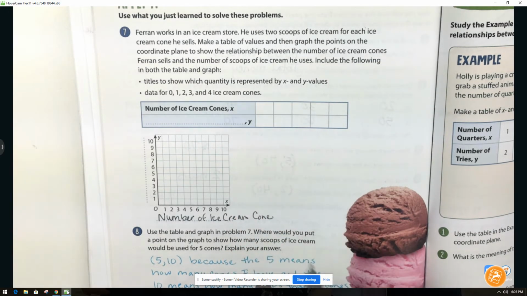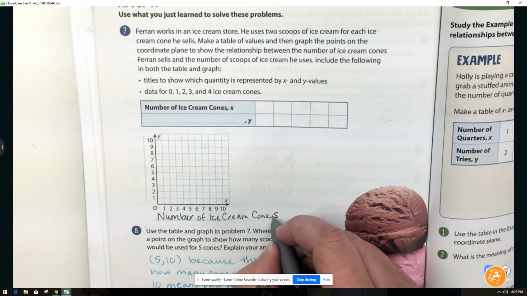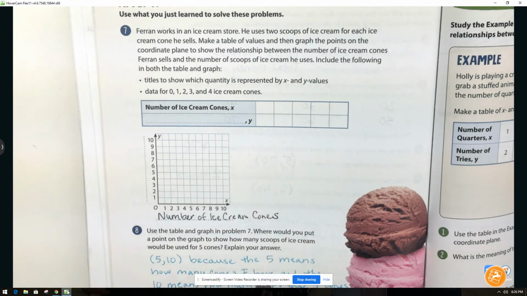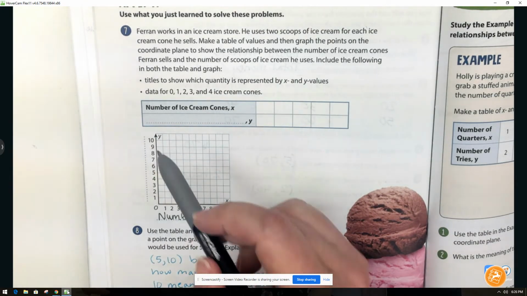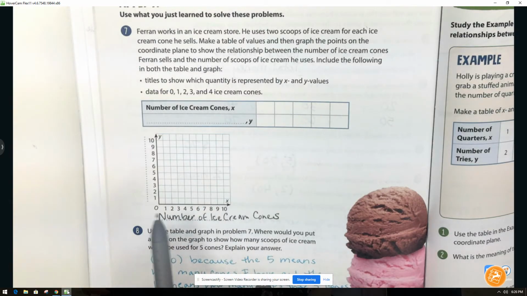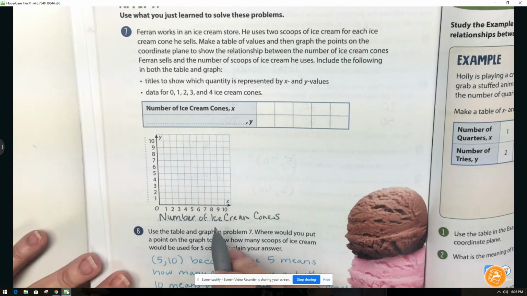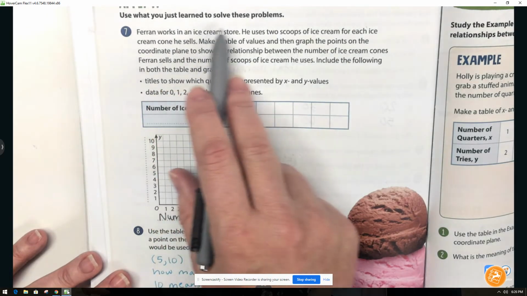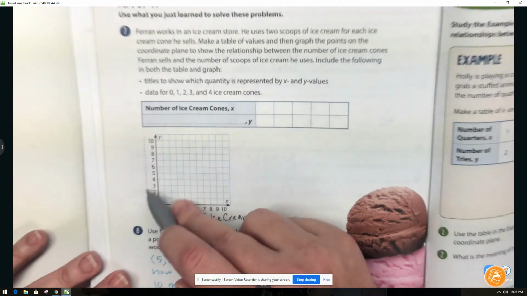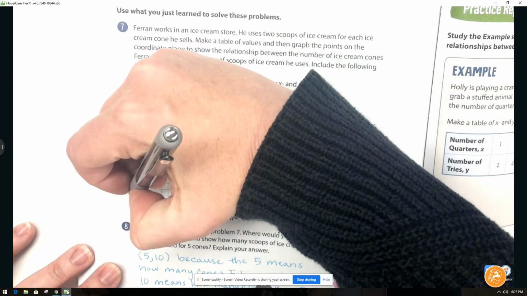cones. The number of ice cream cones is considered our independent variable. The value over here will depend on this independent value. The number of scoops on an ice cream cone will depend on the number of ice cream cones that we have. So how many scoops? So we know that the number of scoops on the cone.